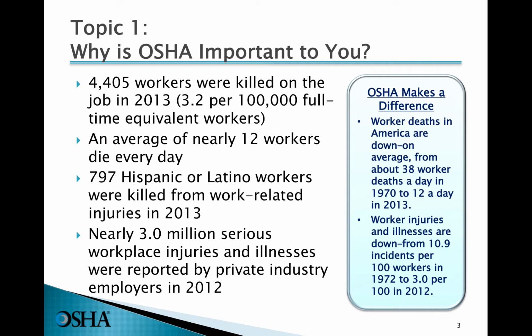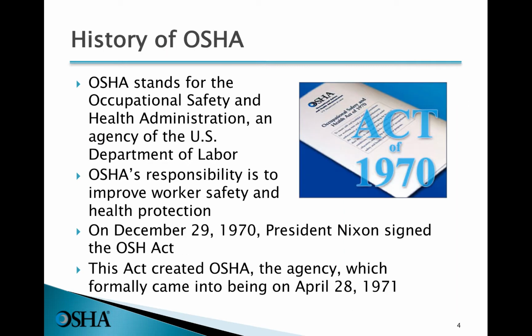Okay, even though those numbers are staggering, workers' deaths in America are down on average from about 38 worker deaths a day in 1970 to 12 in 2013. Worker injuries and illnesses are down from 10.9 incidents per 100 workers in 1972 to 3 per 100 in 2012. So these rules and these regulations do make a difference.